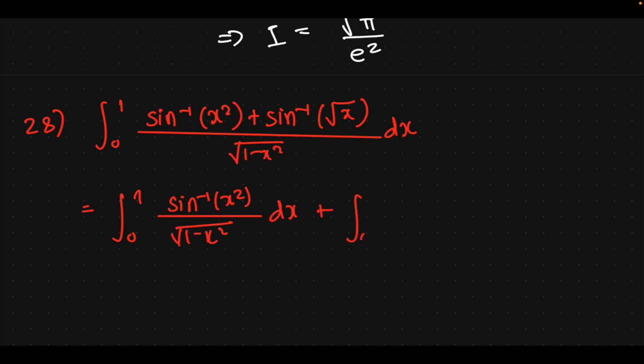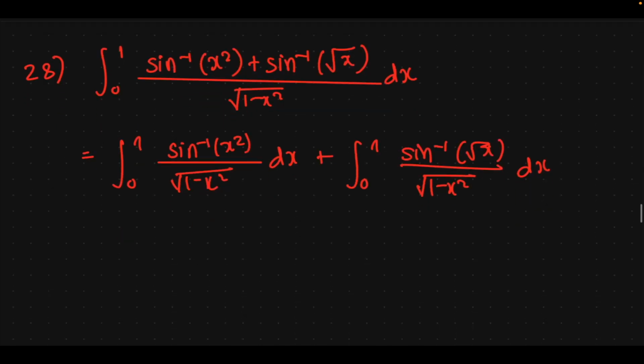dx plus integral 0 to 1 of sine inverse of square root x over 1 minus x squared dx. So in the first integral, we basically just keep it as it is. We work on the second one, u equals square root x.